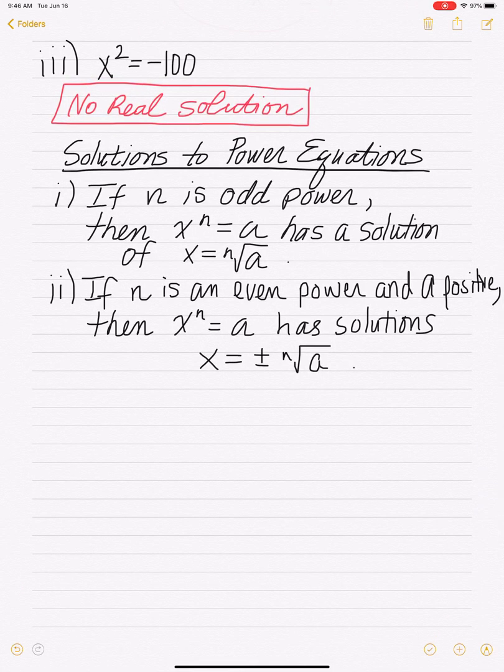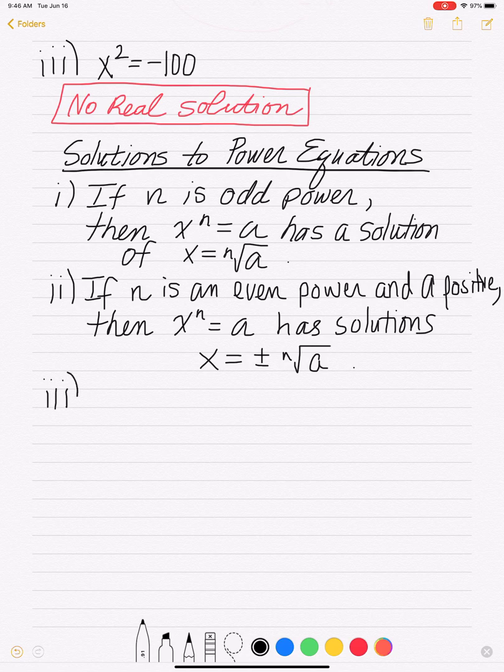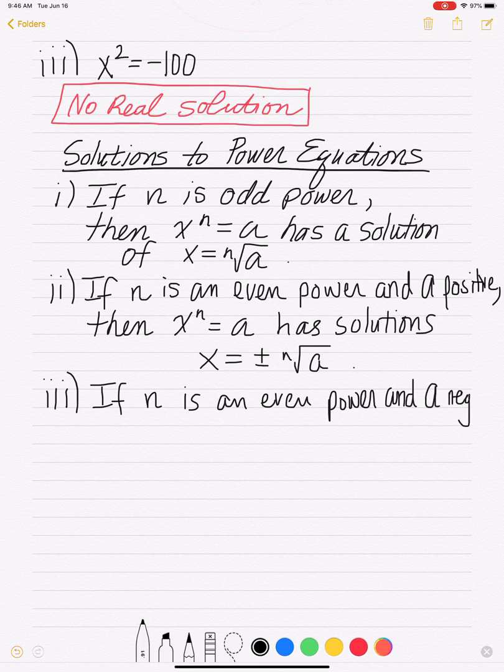A third case we need to mention. What could happen with solutions here? Let's say n is an even power, and the a, that's the right-hand side, is negative, then the power equation x to the n equals a has no solution.